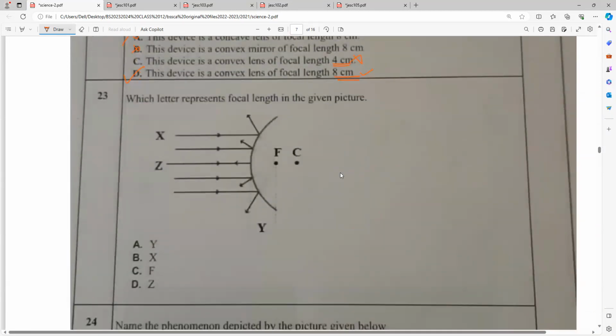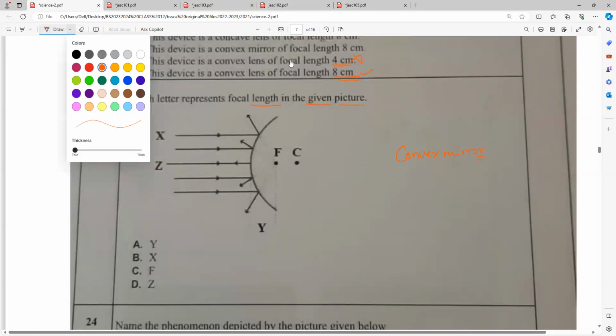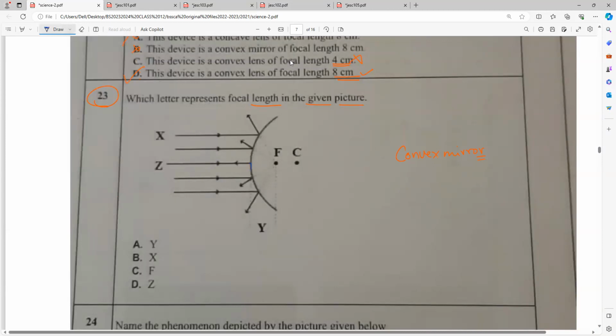Next, which letter represents focal length in the given figure? Anybody? This is also a good question. You can remember. This is what mirror actually? It is a convex mirror. For a convex mirror, is it virtual focal length or real focal length? Virtual focus. From the optical center, you all can see which letter is representing the focal length.